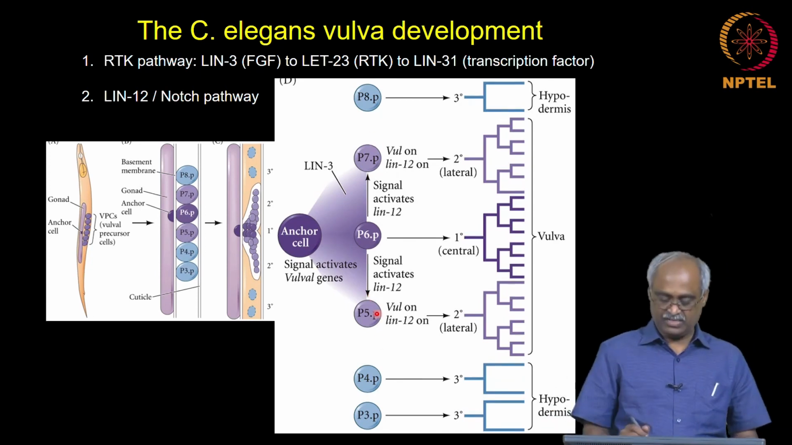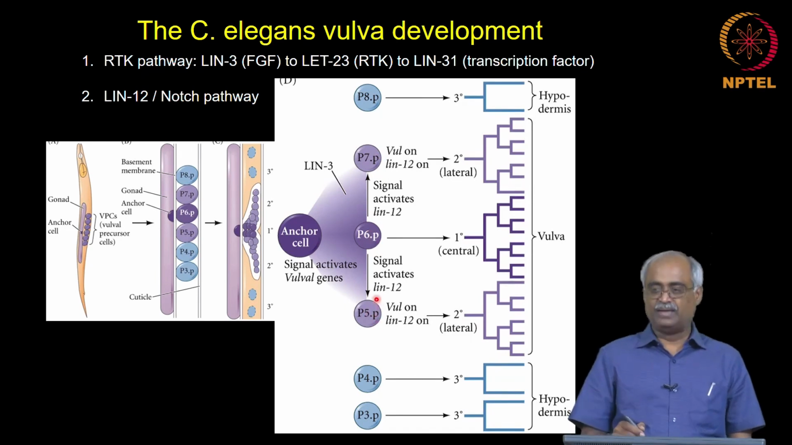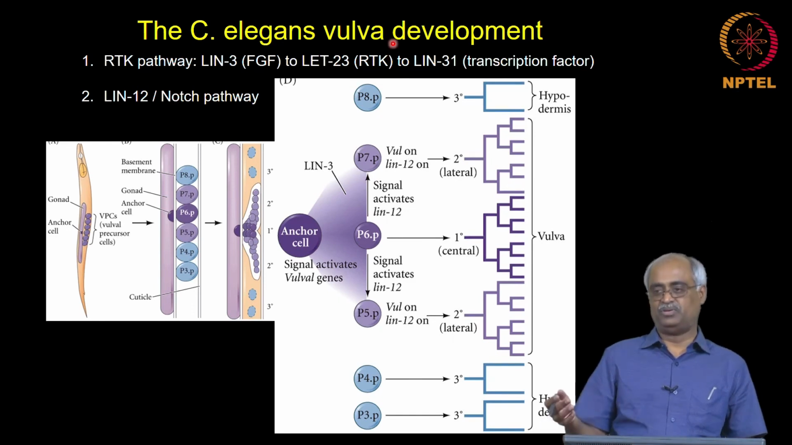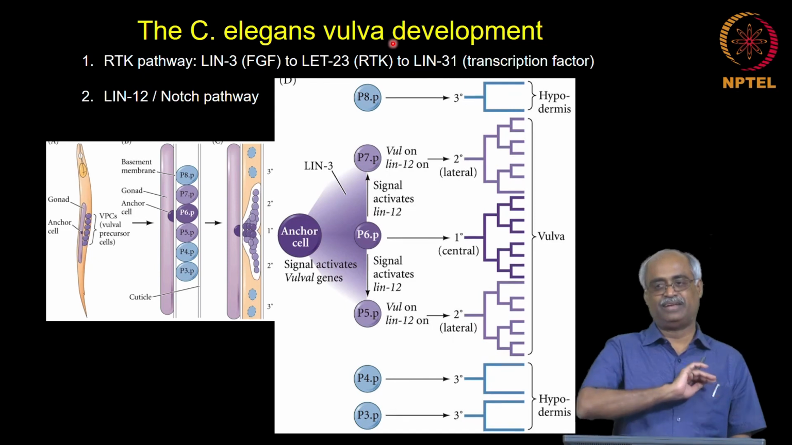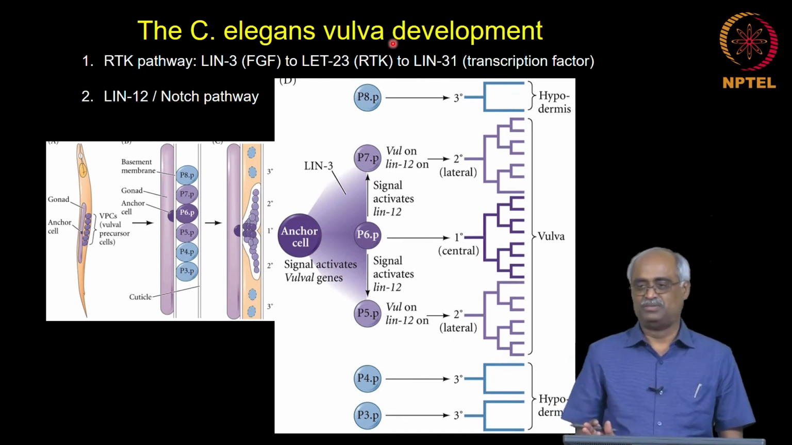So these are equivalence group cells, and the Lin-12 signaling between P6.p and P7.p, and P6.p and P5.p, tells them not to become primary fate, and they become secondary. The ones that are farther away do not get any of this news and therefore default to become hypodermis, because someone else is telling them not to become vulva. Remember that negative signaling by Lin-15. So as a result they become hypodermis.